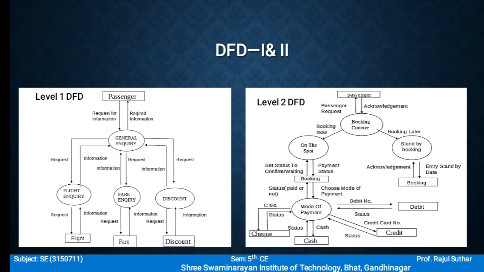Then with standby booking, it sends the standby entry date, which means it schedules the date, and on the basis of the schedule it replies with an acknowledgement of that schedule, and the user can book. So this is the detailed diagram, the level 2 diagram.